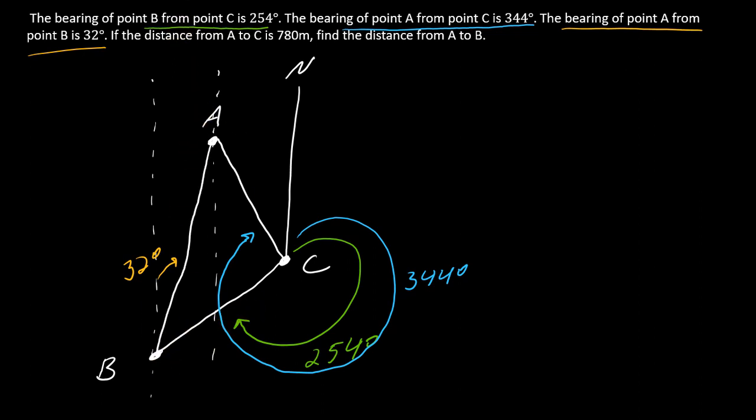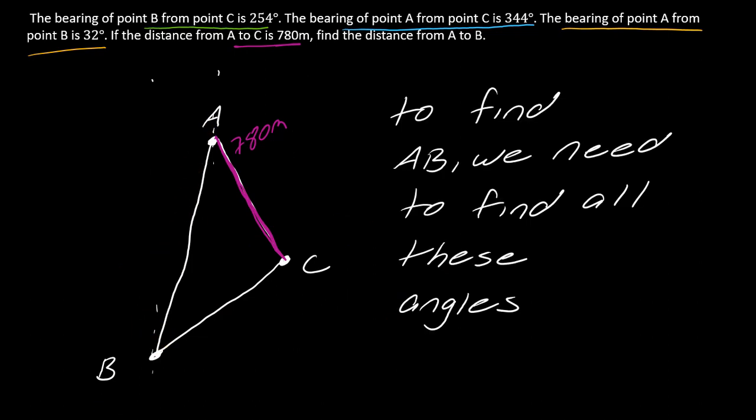The other thing the problem says is that from A to C is 780 meters, and I need to find the distance from A to B, this distance here. To find A to B, we're going to need to find all the angles of this triangle. I got rid of all the other noise for a moment, just so you can see we do actually have a triangle. I think one of the things that makes this problem so difficult is that there's a lot going on. There are quite a few angles here.